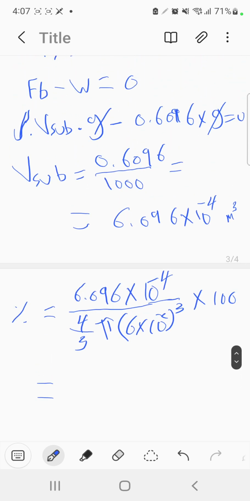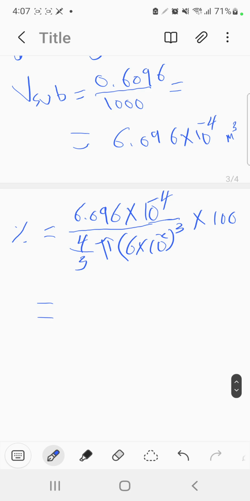V submerged over the V total, times 100, we're going to get 67.34% submerged underwater. And that's it.